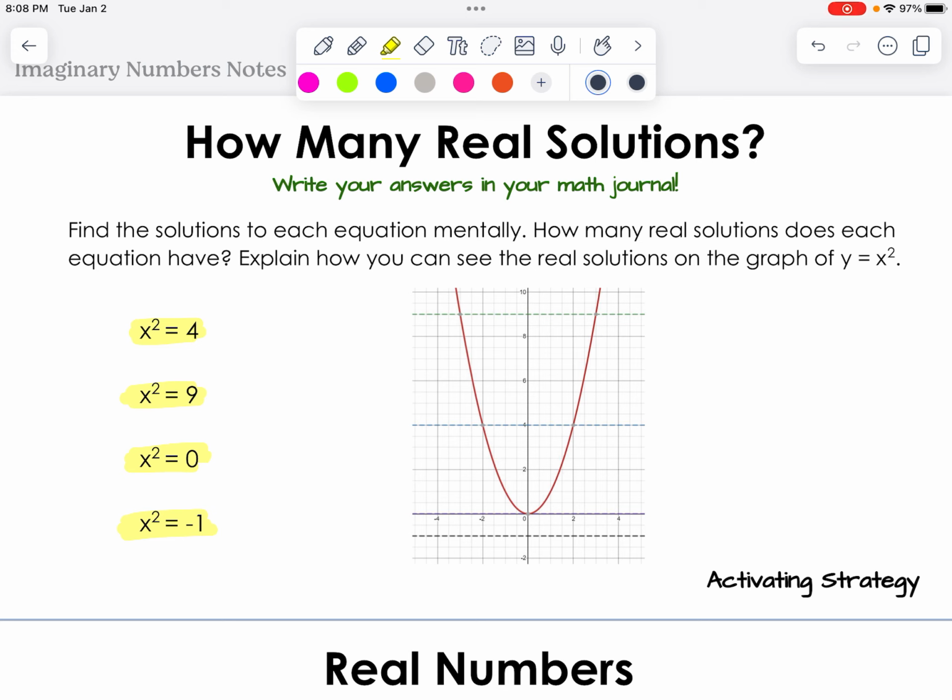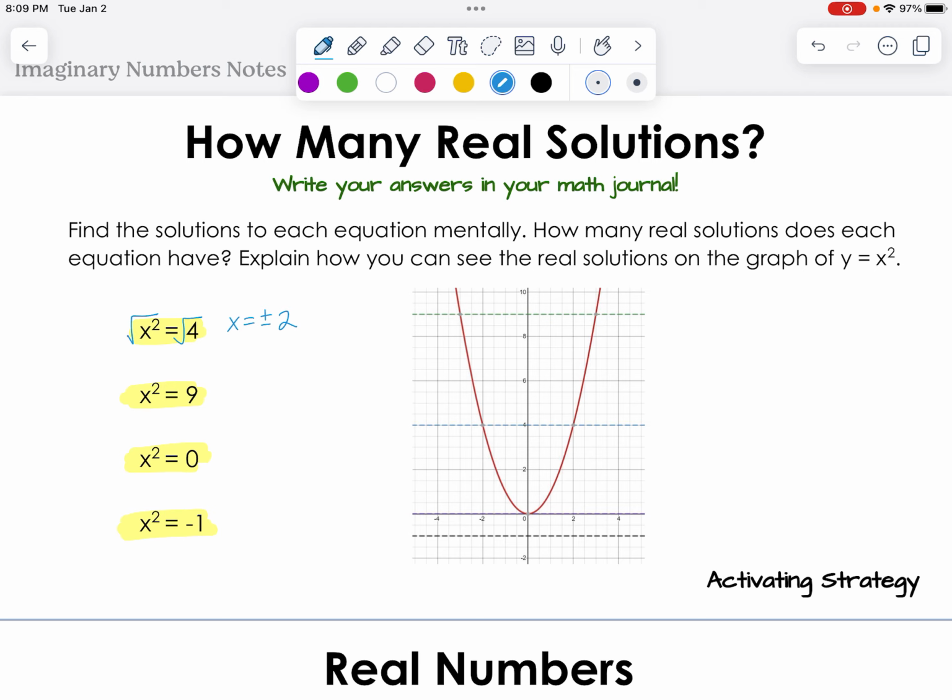So starting with x squared equals 4, if I wanted to solve this equation, I would start by taking the square root of both sides of the equation in order to cancel out that exponent, and I would get x equals plus or minus 2. Remember, when we take the square root, we have to consider both the positive and the negative. But where might that show up on this graph?